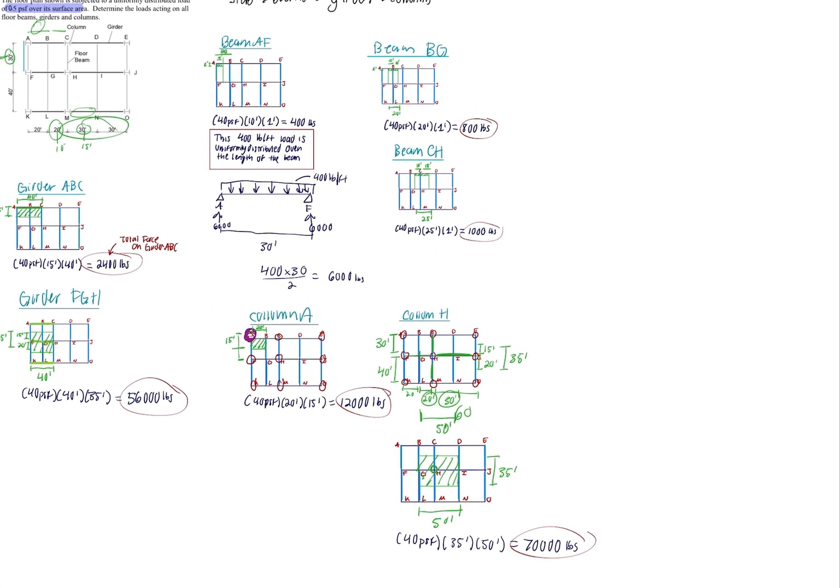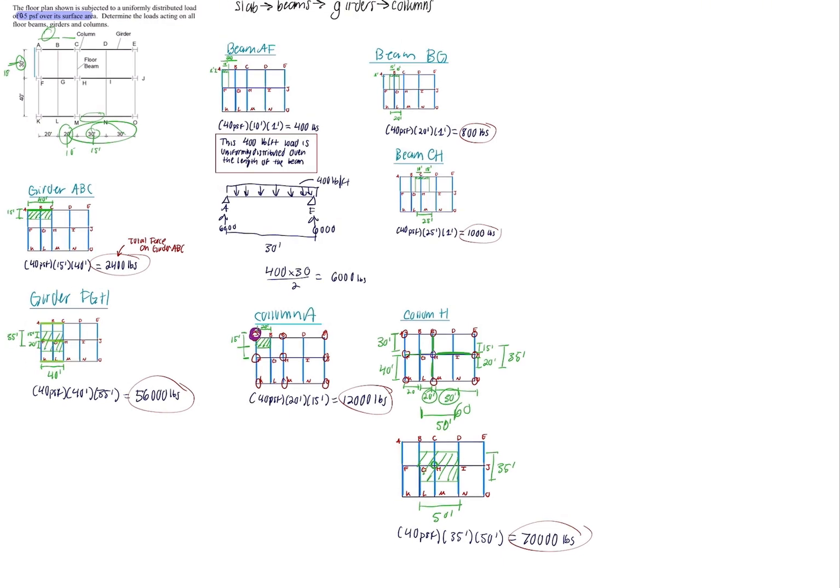So you would just go ahead and do the remaining columns as mentioned before, the remaining girders and the remaining beams, and that will be the entire problem solved. We will then move on to problem 2.